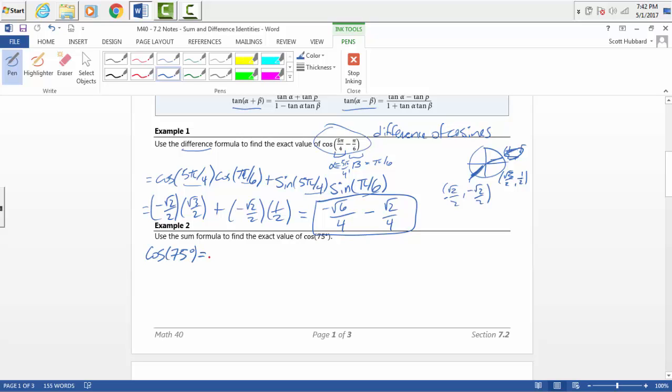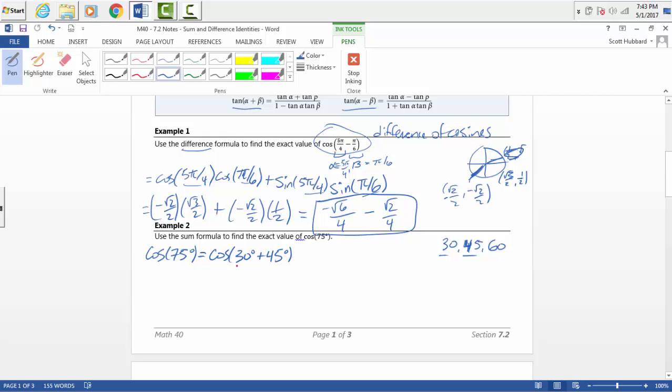Now I need to write this as a sum or a difference of two standard angles. And the standard angles are really only 30, 45, and 60, and some multiples of those, right? So how can I get 75 out of that? Either by adding or subtracting. So I think if I add 30 and 45, that equals 75. So this is cosine of 30 degrees plus 45 degrees.